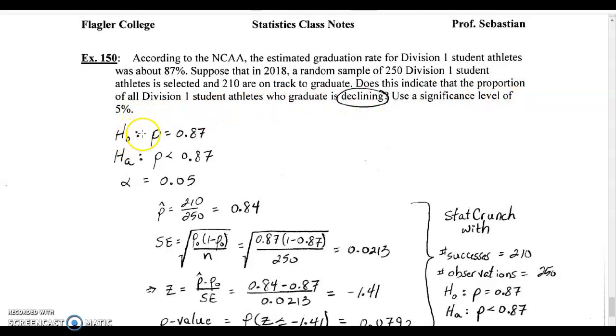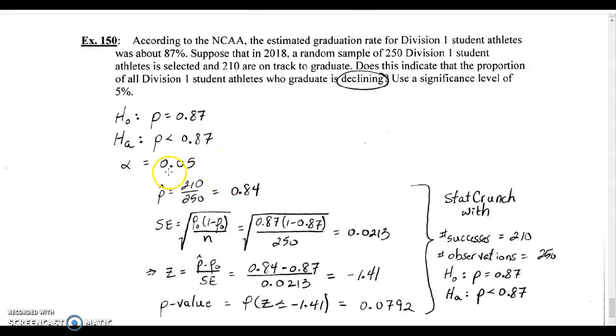So our null hypothesis is that it's 87%. So P is equal to 0.87. The graduation rate for Division I student athletes is 0.87 based on what the NCAA is telling us. And we think that our sample might be giving us information that it's less than. So our alternative is that P is less than 0.87, some value less than 0.87, which means that we think the graduation rate is declining. Okay, that's our hypothesize phase.